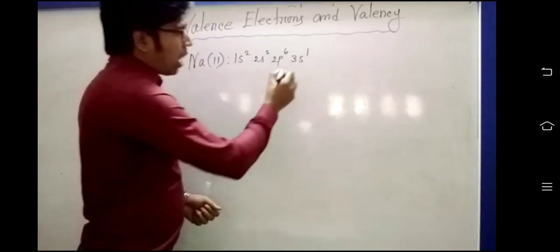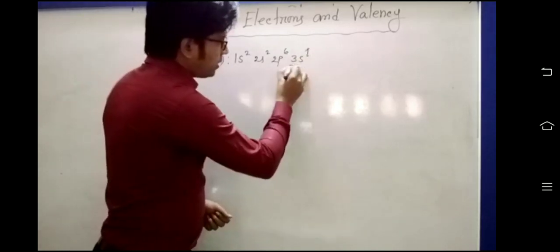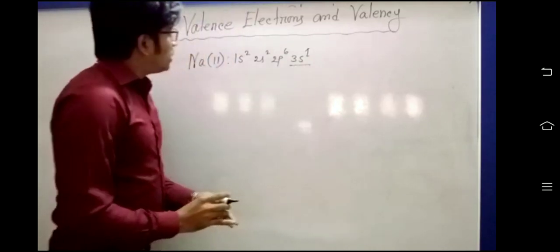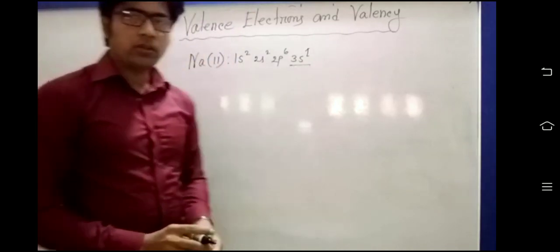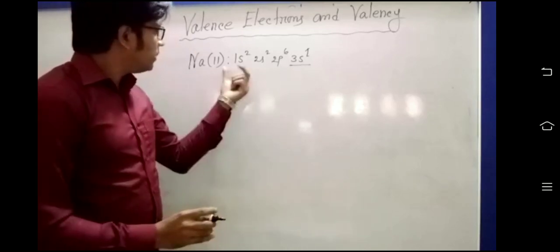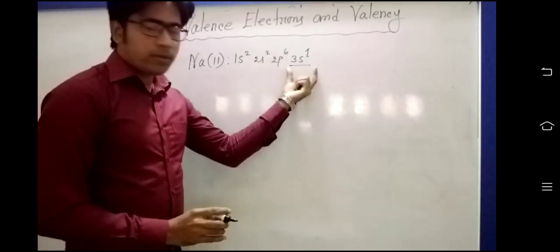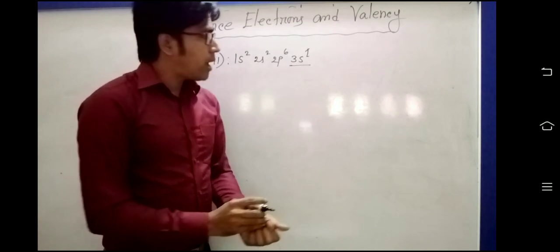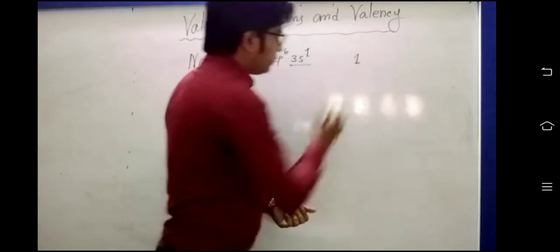Here, the outermost electron of sodium is 1. The outermost electrons of an element are called valence electrons. Here, the outermost electron of sodium is only 1, so the valence electron number is 1.